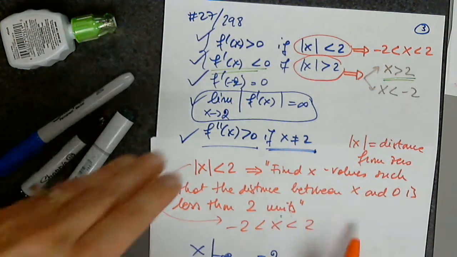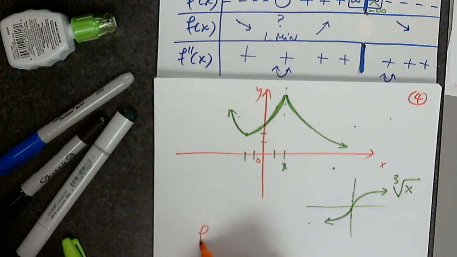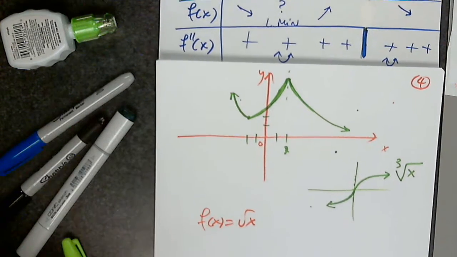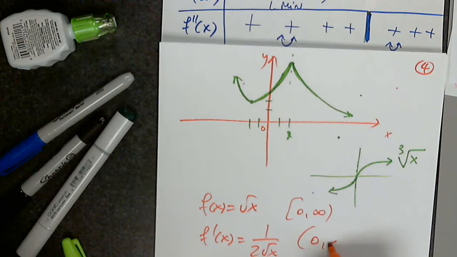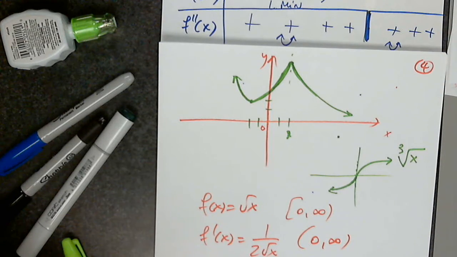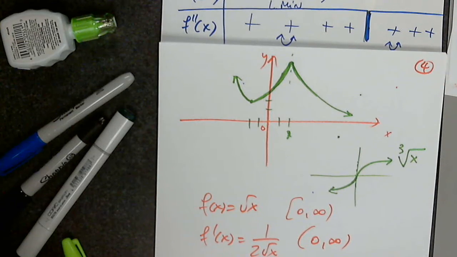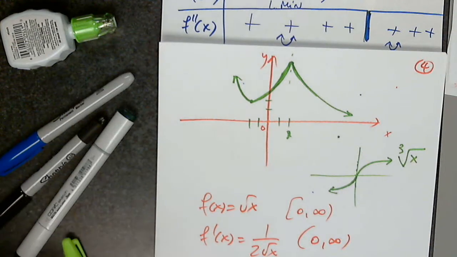Okay, if you remember, here's an example. F of x equals the square root of x. The domain of this function is 0 to infinity. But when you determine f prime of x, you have 1 over 2 the square root of x. The domain of this function is 0 to infinity. So x equals 0 is a critical number. But the critical number turns into a max or a min only if the function exists at that point. If the function doesn't exist at that point, then the function cannot have a critical number there because it doesn't exist.